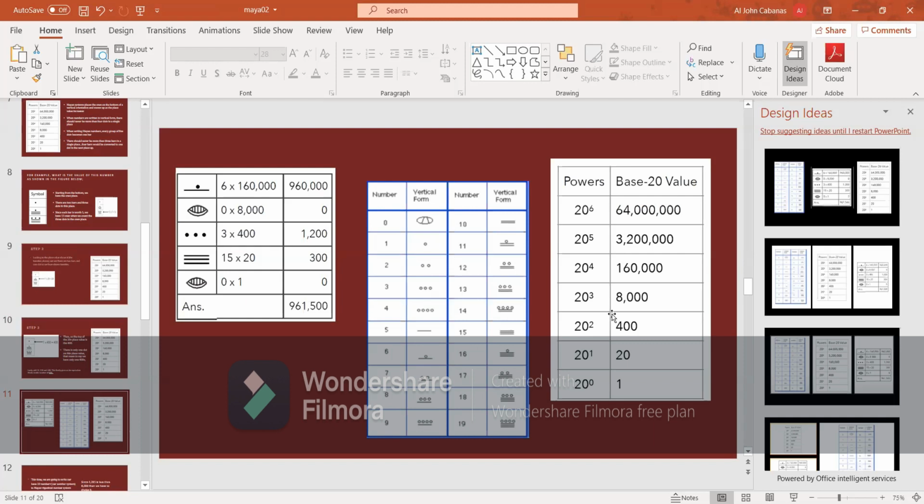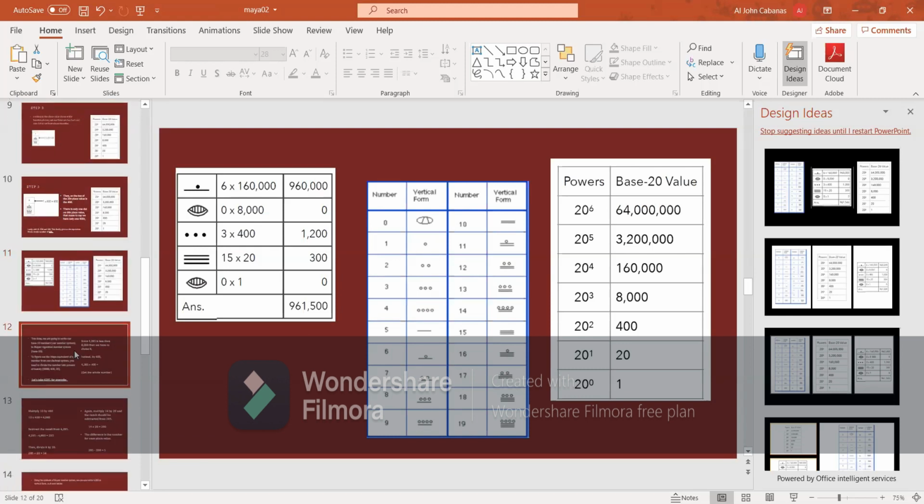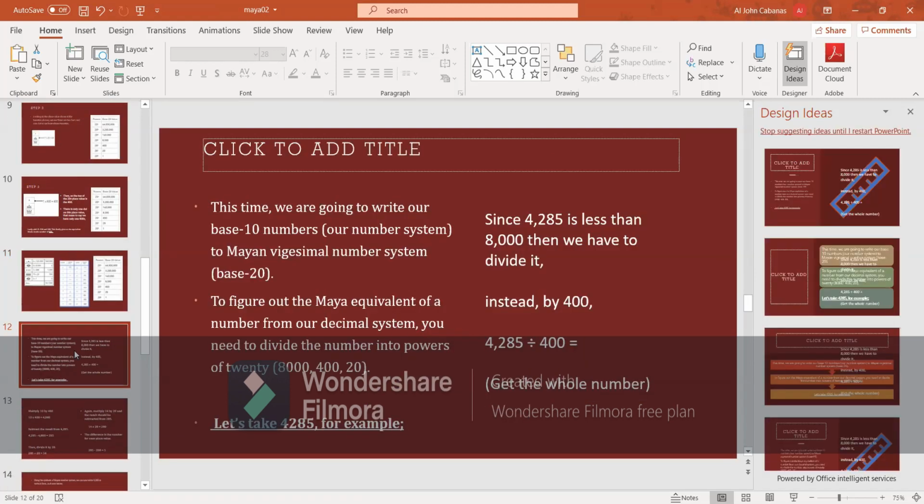So galing yung 400, galing sa 400's place. We have here another 0 times 8,000, that's 0 here, yung 8,000 natin. And then we have here 1 bar and then 1 dot, that's 6 times 160,000, that's 960,000. Okay? So galing dito yung 160,000. So ang final answers natin ay ating i-add or para makuha yung sum. And then we have here the final value of 961,500. Kuha, kuha.